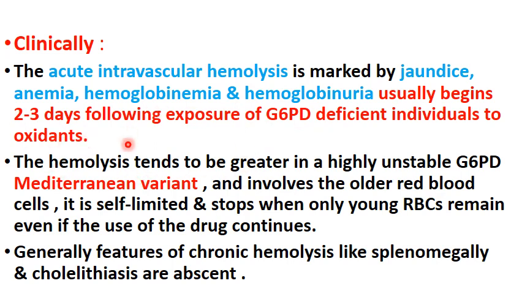The hemolysis tends to be more severe in the highly unstable Mediterranean variants, and it involves older red blood cells. But it is self-limited because it stops when only young red blood cells remain, even if the use of the drug continues. General features of chronic hemolysis like splenomegaly and cholelithiasis are absent because this is not chronic hemolysis, it is acute intravascular hemolysis.